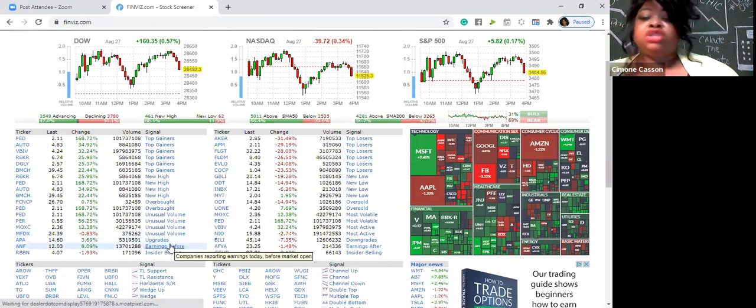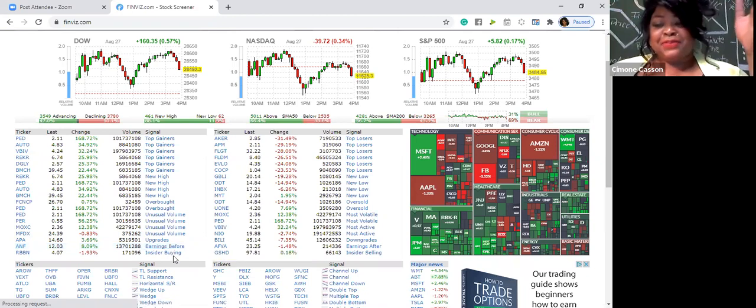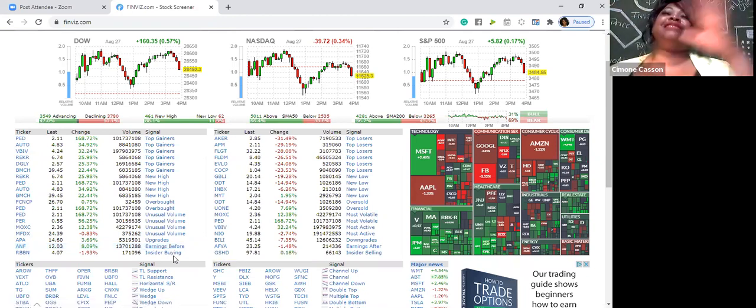Earnings before just means that they're going to do their earnings reports before the market opens, right? And then inside buying, we get scared about that, not insider trading, but inside buying.